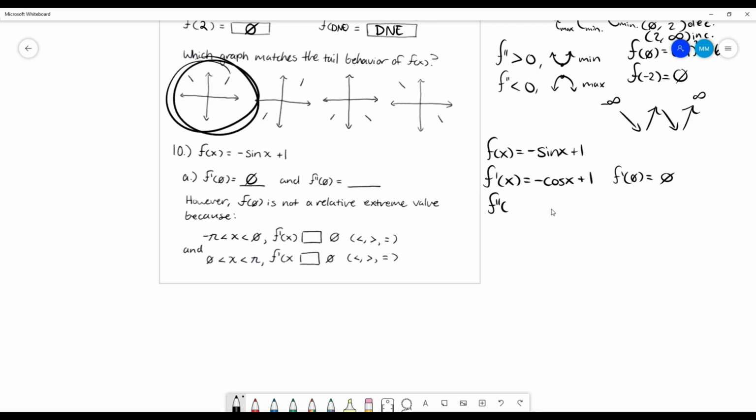Do the same for that second derivative. Second derivative is going to be, oops, forgot my equal sign. It's going to be sine of x. Sine of x at 0 is also just 0. So we would expect it to be a relative extreme value, no? Except for the fact that that's 0, which tells us that that is inconclusive, really, for the second derivative test.